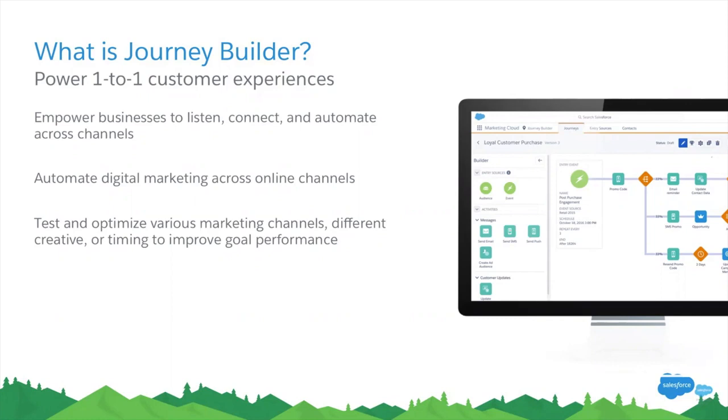And we can send messages across different online channels. And in the Journey Builder, you would also be able to test and optimize various channels, and also different versions of the emails or different content, and also different timings. And you can also improve and optimize the journey depending on the goal and the performance.